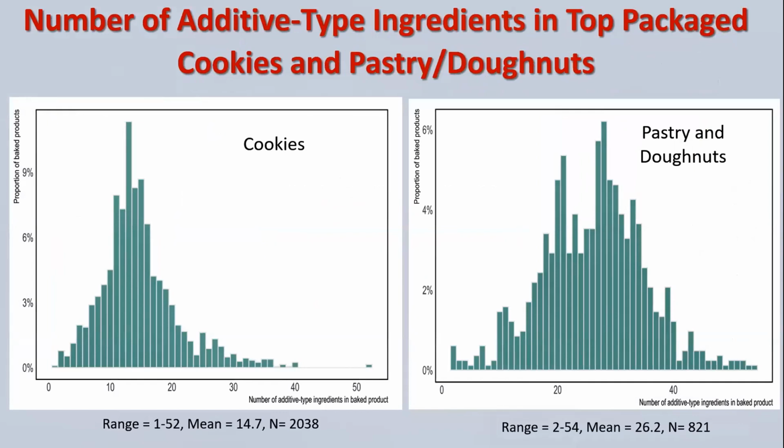Big variations in the use of additive type ingredients, as seen in these two categories, cookies and pastry and donuts. The average is about 15 in cookies and about 26 in pastry and donuts.